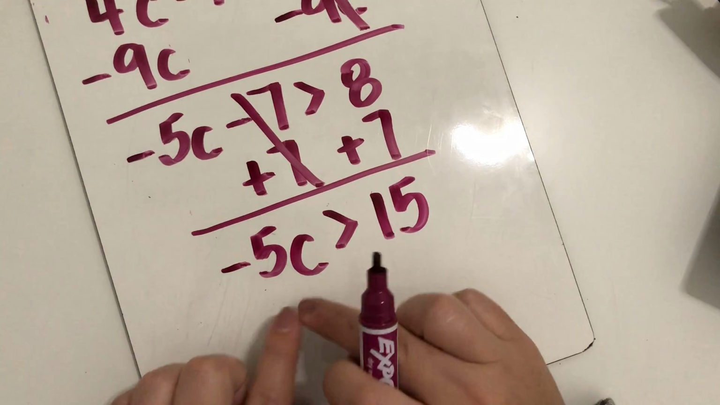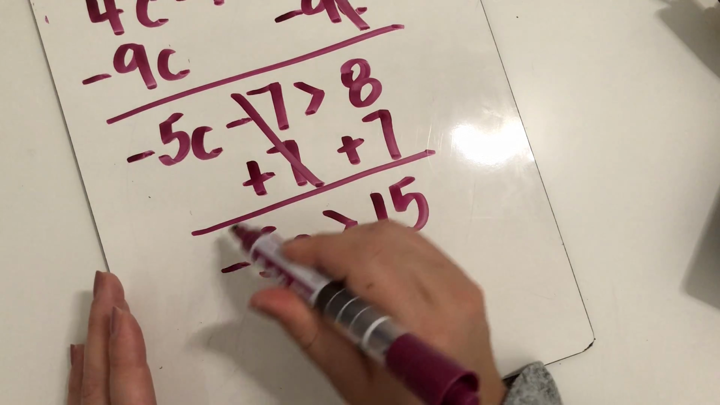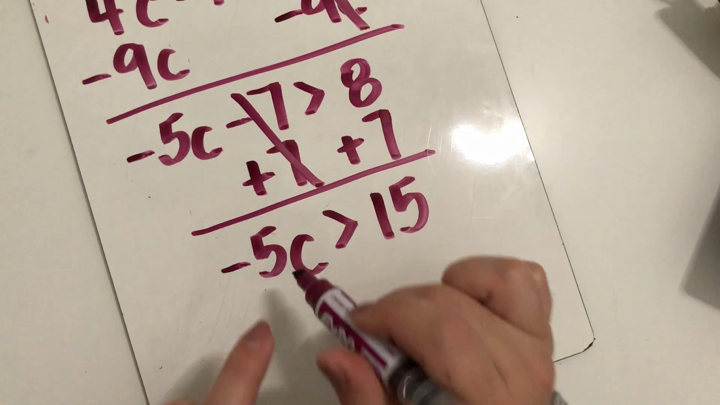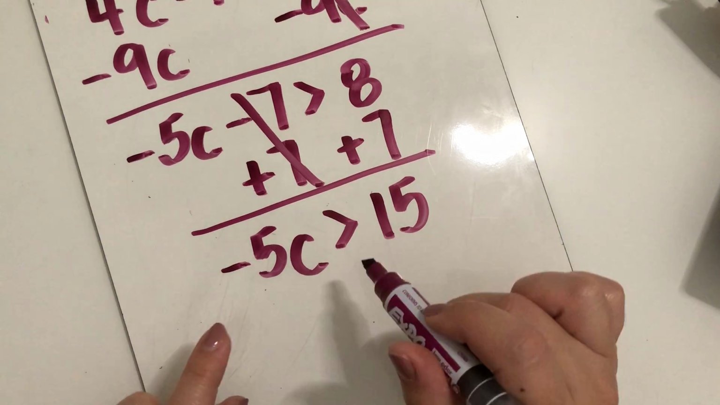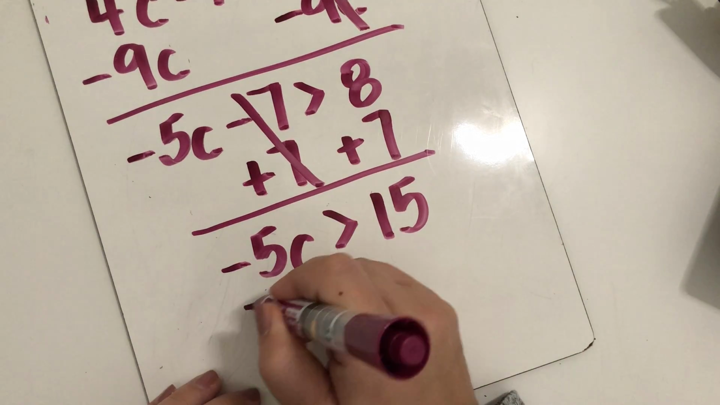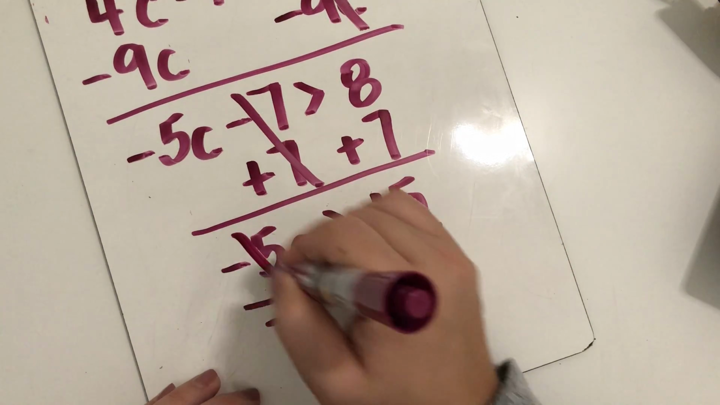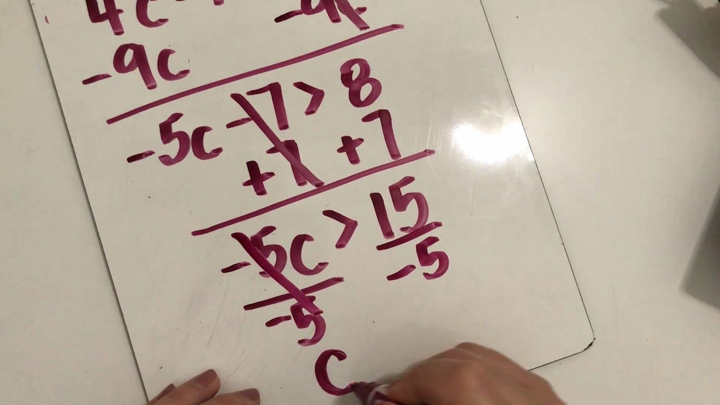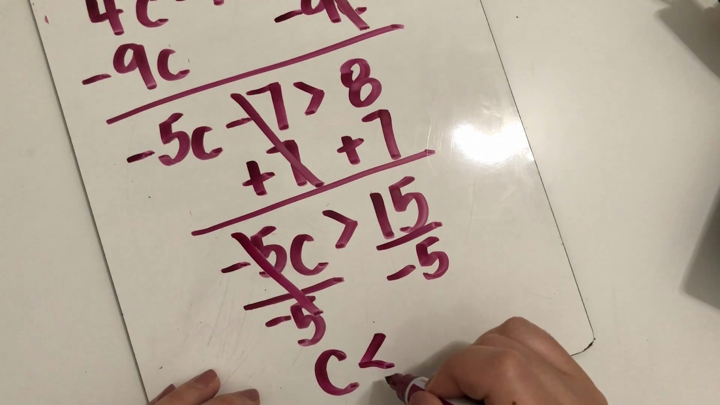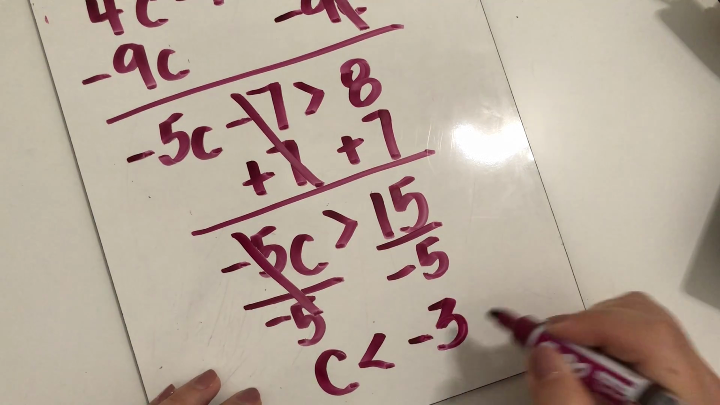Still not done yet. I still want to get this c all by itself. So I need to follow the inverse operation of getting this negative 5 away, keeping in mind that I'm going to be dividing by a negative number, which means this sign is no longer going to be greater than once I'm done. So I divide by that negative 5 on both sides. This cancels, I bring down the c. I've divided by a negative, which means I've changed this to a less than, and 15 divided by negative 5 is going to give me negative 3.